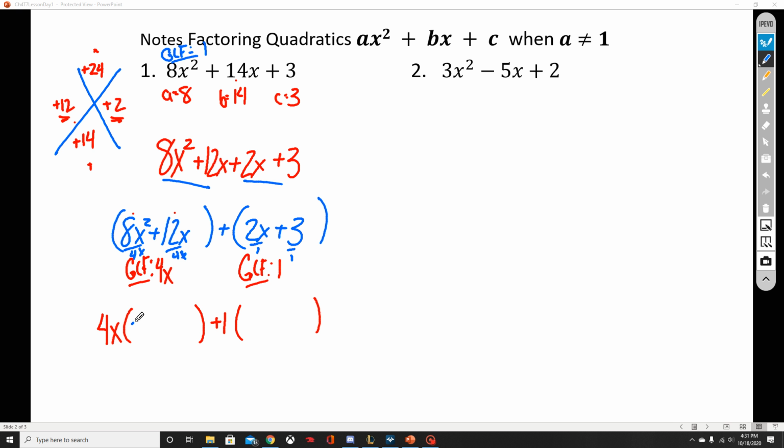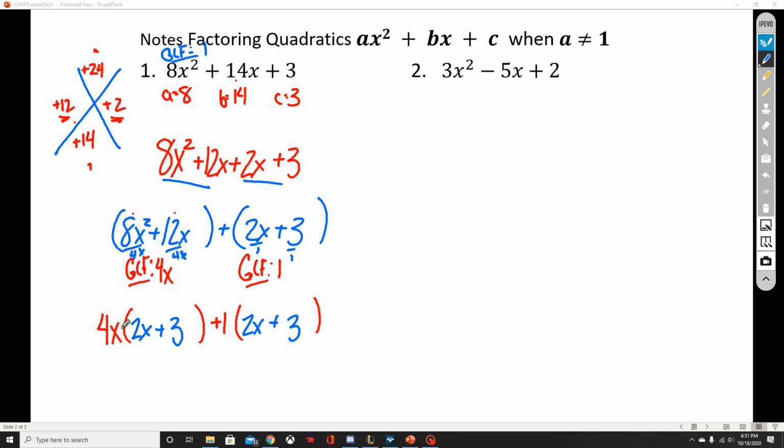Alright, well, I'm left with 2x here. 8 divided by 4 is 2. X squared divided by x is x. And over here, I'm left with 12 divided by 4, which is 3, because the x's cancel. Over here, I didn't really factor anything out, just a 1, so it's going to stay the same. Dividing each of these by 1s leaves it the same.